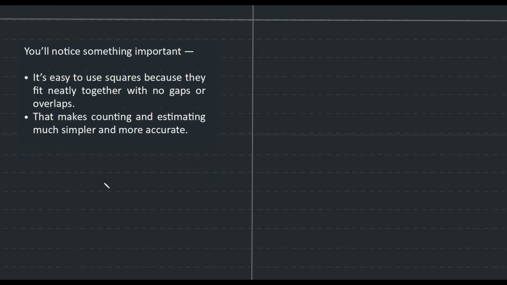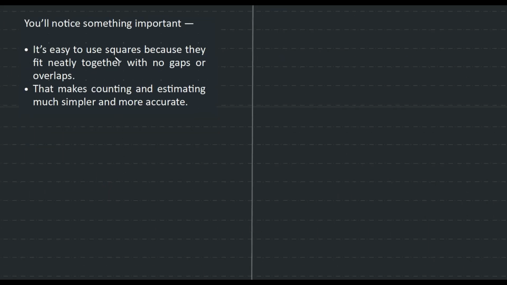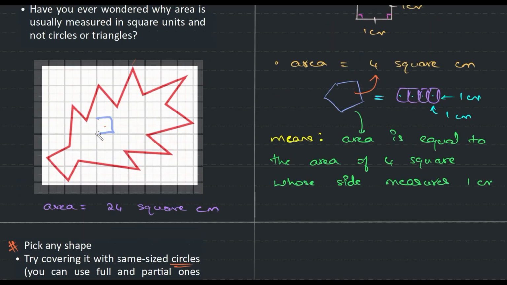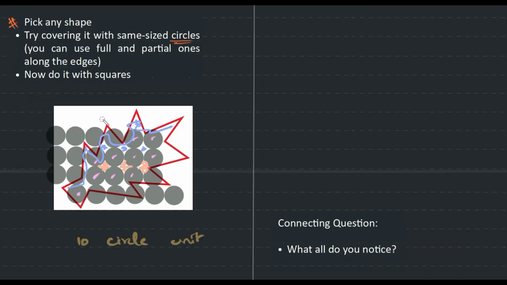And so, to conclude, it's easier to use square because they fit neatly together with no gaps or overlap, right? So you can see over here, it's proper. There's no gap between the squares and there's no overlap. What does overlap mean? Let me show that over here. This is overlap. Means if someone tells you, know what, just put one set of circles over here or over here and so on and so forth. But then we are recounting things, right?